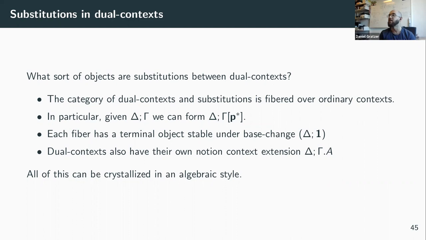So if we extend delta by a variable, we can therefore produce a new dual context. And we require that each fiber has a terminal object and that that's stable under base change. That corresponds to asking for delta semicolon 1. And dual contexts, of course, have their own notion of extending gamma by a variable. So all of this can be crystallized in an algebraic style, and it's frankly quite painful. But the important bit is that it's a Cartesian fibration that we're working with here.